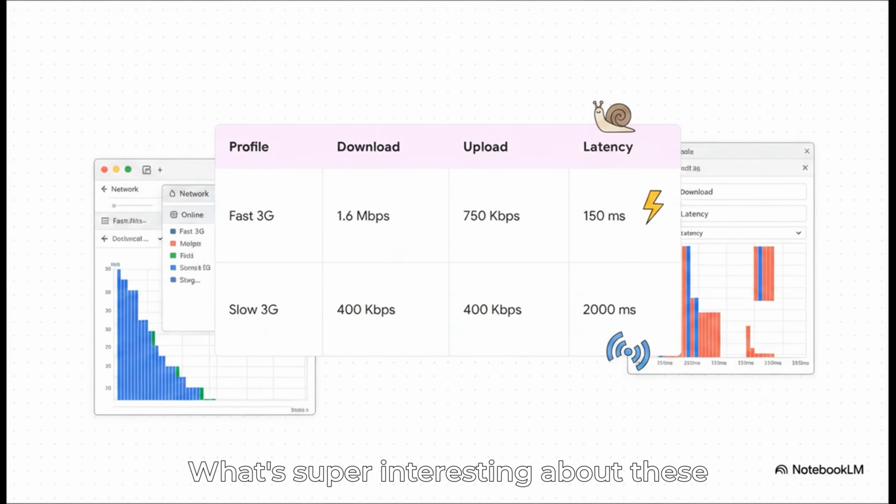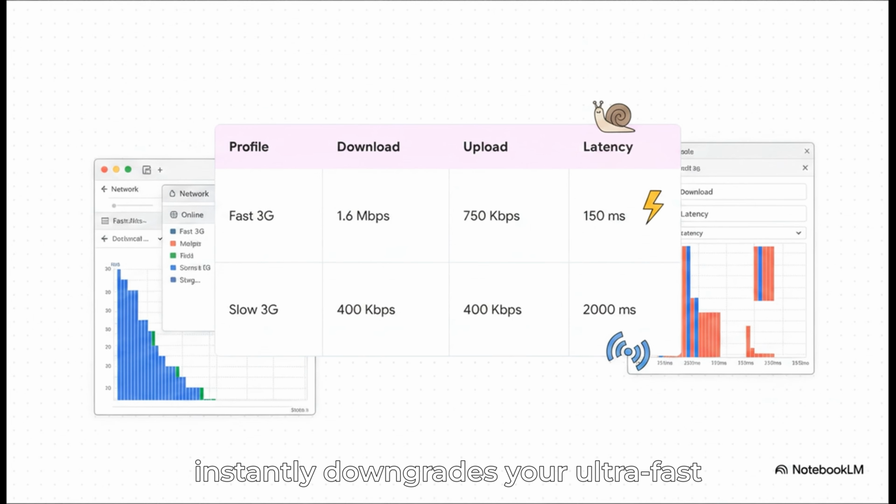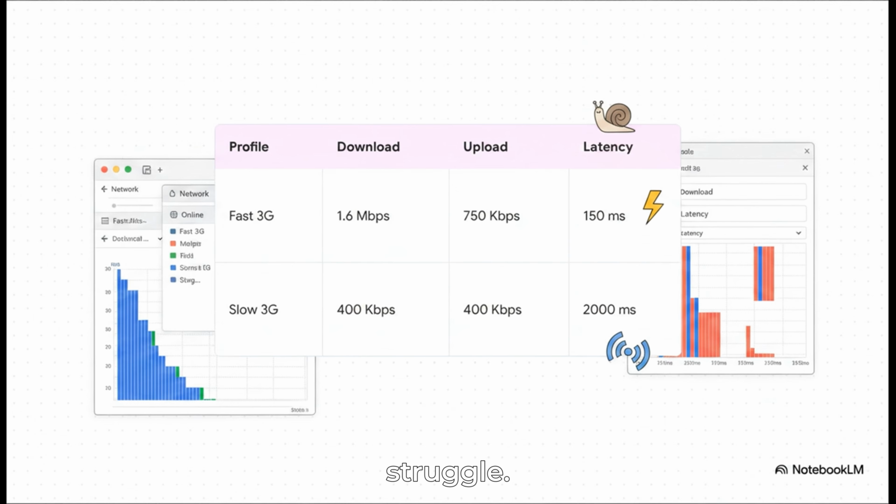What's super interesting about these built-in Chrome presets is what they actually do behind the scenes. When you select Fast 3G, you're mimicking an average mobile connection in an urban area. That's roughly 1.6 megabits per second download and maybe 150 milliseconds of latency. But if you bump that down to Slow 3G, you are simulating a really poor congested network. We're talking just 400 kilobits per second and a massive 2,000 millisecond delay. Simply selecting one of these instantly downgrades your ultra-fast fiber to match your user's daily struggle.